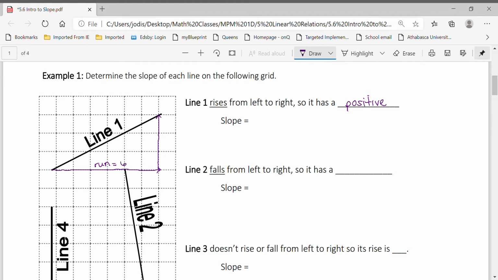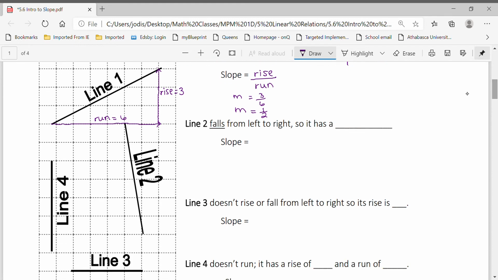Our rise is positive, and we count 1, 2, 3. This is our rise, and it's 3 up. Remember, it's always rise over run, which means that it is 3 over 6, or 1/2, because we always want it in lowest terms.